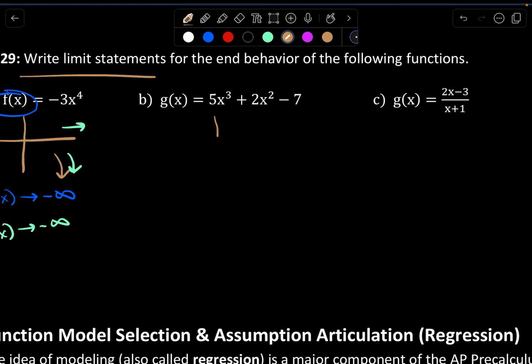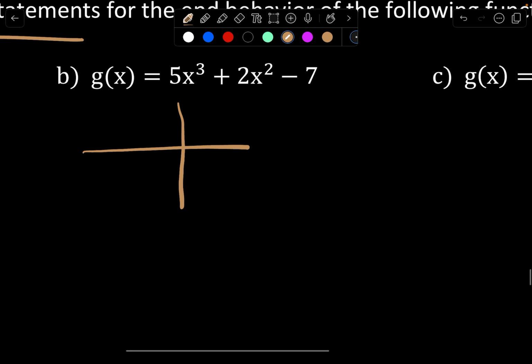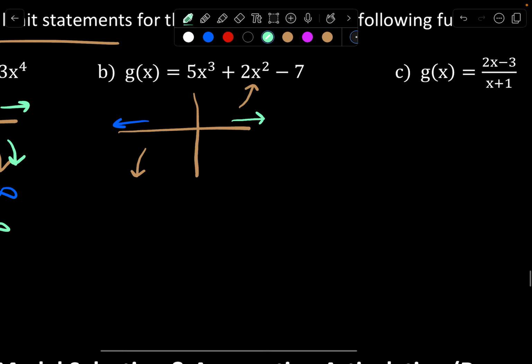All right, the next one, we have 5x cubed plus 2x squared minus 7. It's an odd function, which means the tail ends will disagree. They're going to go in opposite directions. And the leading coefficient is positive. So we have it increasing and decreasing. Again, I don't care what's happening in the middle. I only care about the end behavior. So x values decreasing without bound, and then x values increasing without bound.